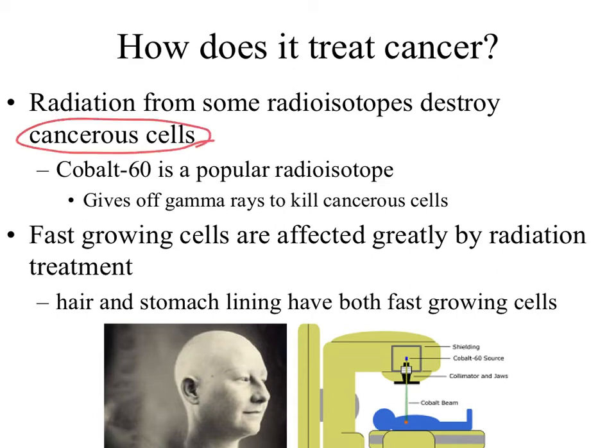A popular one is cobalt-60. Cobalt-60 actually gives off gamma rays. You guys know that gamma rays are very, very high energy. And if they're directed on those cancerous cells, they can kill them.